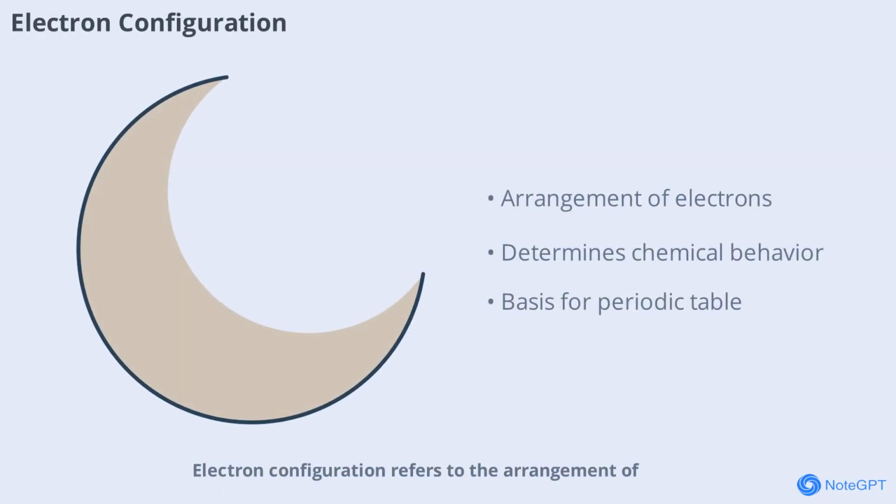Electron configuration refers to the arrangement of electrons in an atom's energy levels or shells. This arrangement determines how atoms interact and bond with each other. The periodic table is organized based on these configurations, which is why elements in the same group have similar chemical properties. Understanding electron configuration is essential for predicting chemical reactions and the behavior of elements.